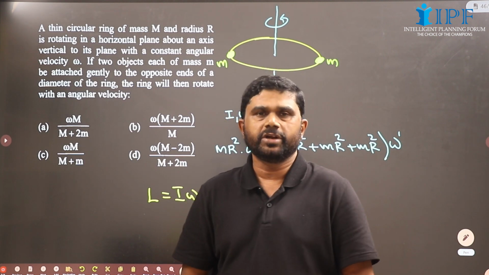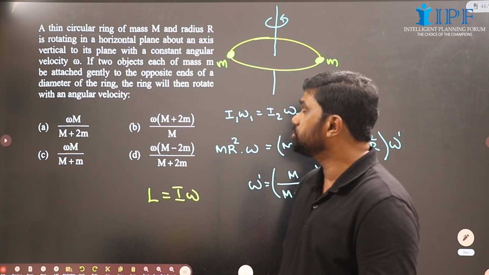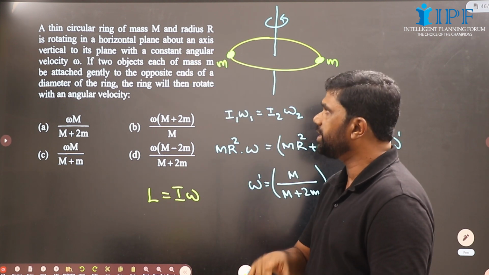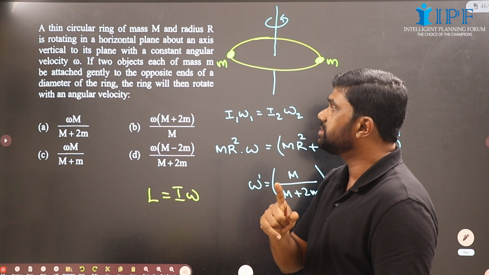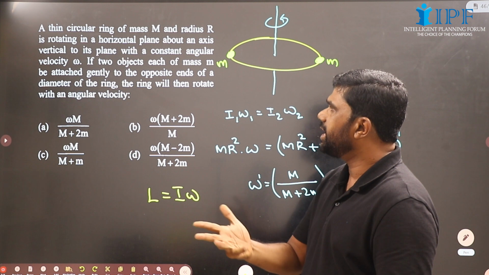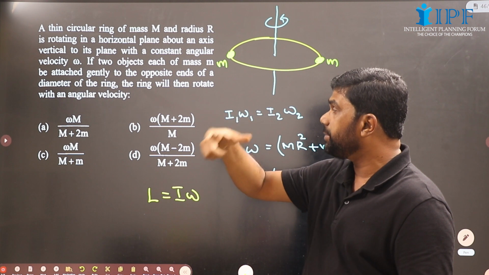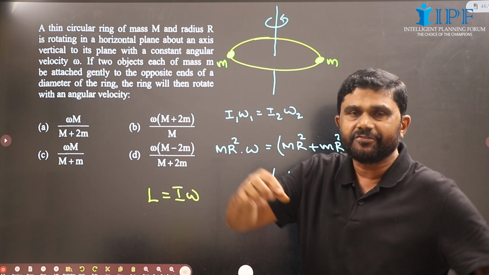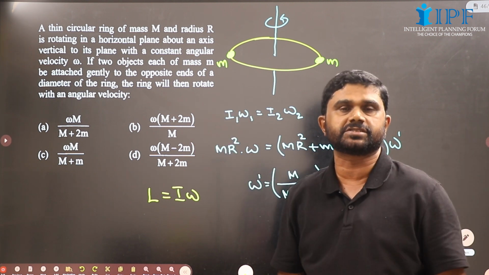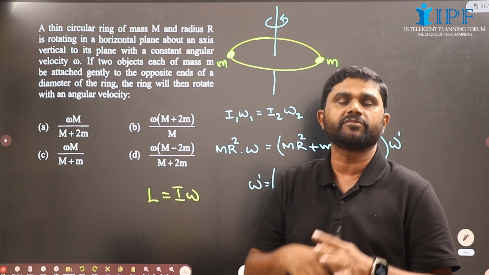Now let's try an example based on the law of conservation of angular momentum. This is also a previous question. A thin circular ring of mass capital M and radius R is rotating in a horizontal plane about an axis normal to its plane with a constant angular velocity omega. Now if two objects, each of mass small m, are attached gently at the opposite ends of a diameter, we are not disturbing the system, means there is no external torque acting at that time, so angular momentum will be conserved.